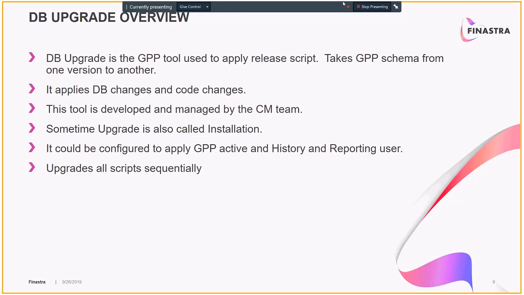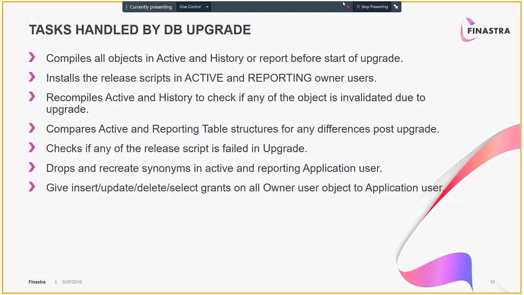The upgrade tool always upgrades all the scripts sequentially. It will not miss any sequence at all. How it does, we will see one by one. As we understood earlier, it compiles all the objects before startup of the upgrade. It installs the release scripts in active and reporting owner schemas. Point to be noted here, it always upgrades the owner schemas. Then it recompiles active and history objects and evaluates what objects are invalid due to the upgrade.